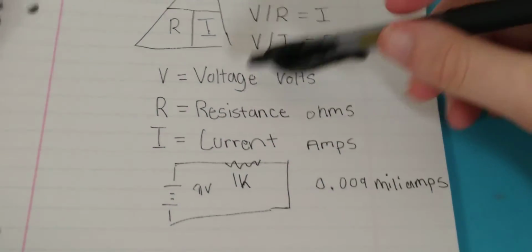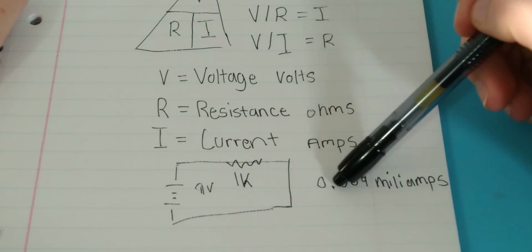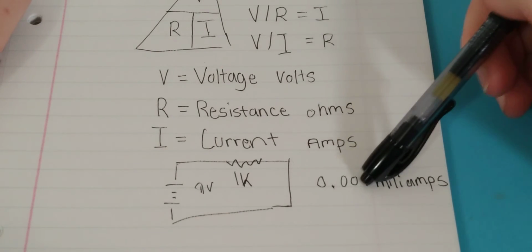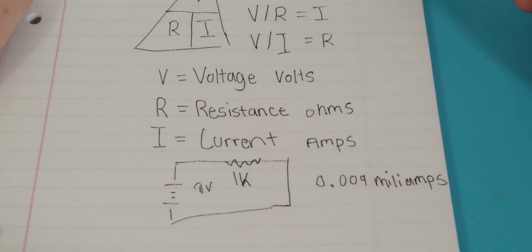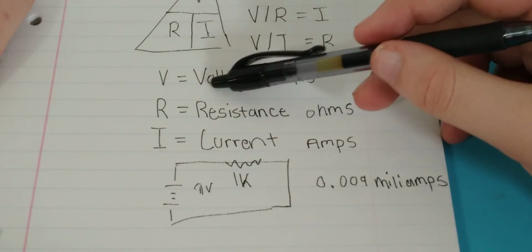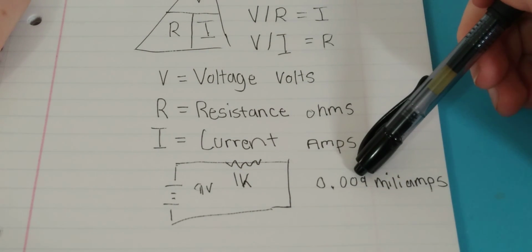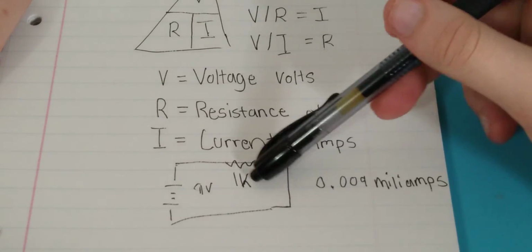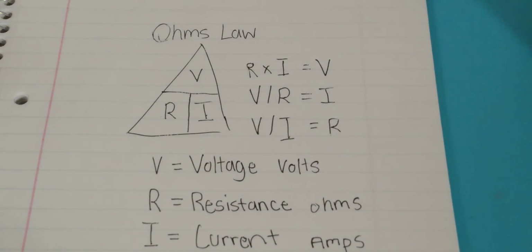Now, say you wanted to find the resistance of a circuit. You would multiply 9 volts times the amperage, which is 0.009 milliamps, and that would give you 1000 ohms. And say you wanted to find the voltage. You're going to multiply the resistance times this number in milliamps, and you're going to get 9 volts. So that is Ohm's law, and how you can figure out the voltage of a circuit, the resistance of the circuit, or the current of a circuit.